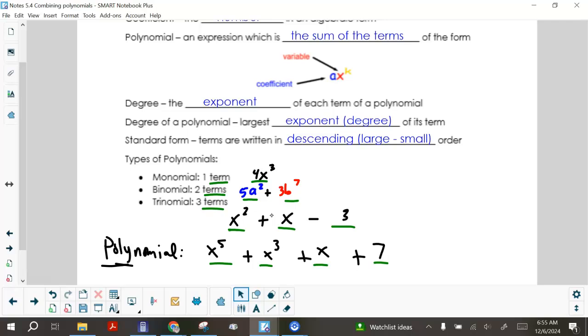The other part is standard form. When we say standard form, we want our exponents to be in descending order, which means from largest to smallest, but we also put them in alphabetical order. So if x comes before y, or in this case for the binomial, a comes before b, then we have to take a look at the order of the letters. We're probably not going to be doing a whole lot with mixed letters. Ours will be single letters like the x's or just the y's.